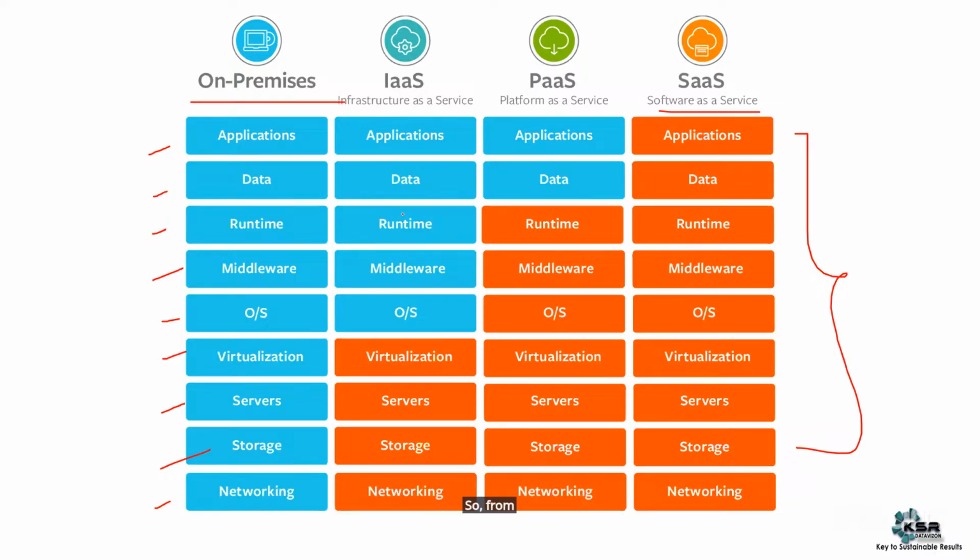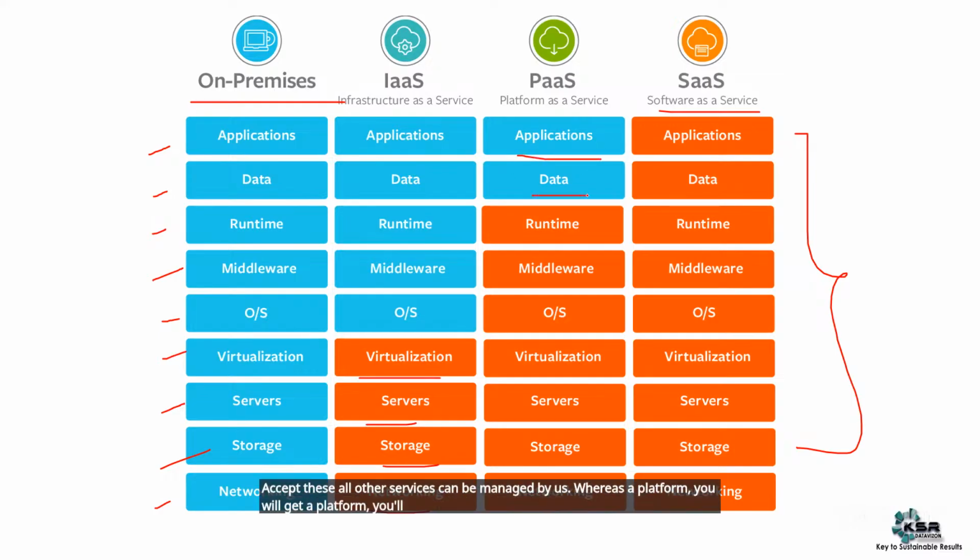From the infrastructure as a service point of view, virtualization, server, storage and networking are all managed by cloud services, right? Except for these, all other services can be managed by us. Whereas with a platform, you will get a platform, an application and data; you can develop and change if you want. All other components are managed by the complete cloud infrastructure. If you're talking about cloud, you can talk about Azure or AWS, whichever cloud service you're using. All of that is part of the orange. Whatever is mentioned in orange is managed by cloud providers.